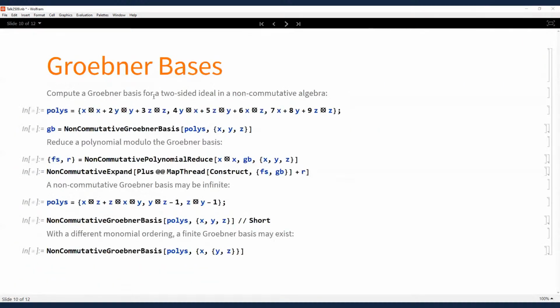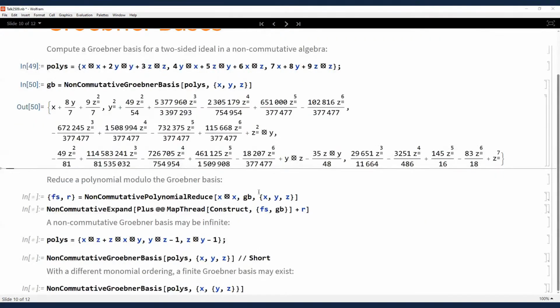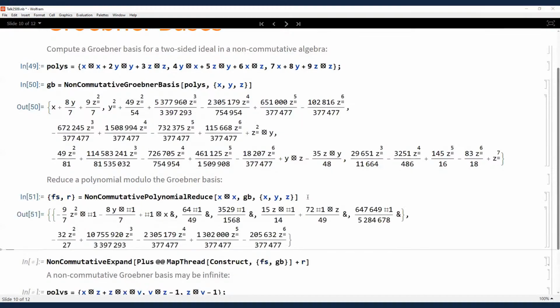So now we can talk about Grobner basis. So let's compute a Grobner basis of a two-sided ideal in a non-commutative algebra. So here are the polynomials that generate the ideal. And here we compute the Grobner basis. Now we can reduce the polynomial x times x modulo this Grobner basis. So here is non-commutative polynomial reduce.